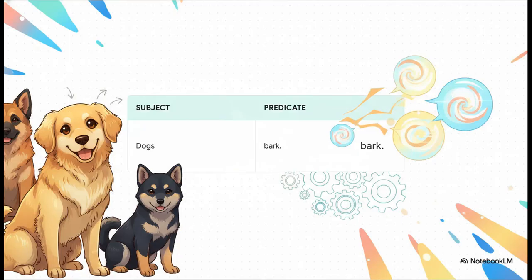Just look at this example. It's a sentence boiled down to its absolute basics. Dogs bark. Dogs, that's our subject. Who are we talking about? Dogs. Bark, that's our predicate. What are they doing? They bark. Subject, predicate. That's really it. Every other sentence you've ever heard is just a more detailed version of this simple split.